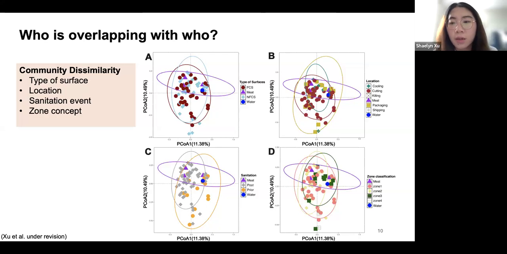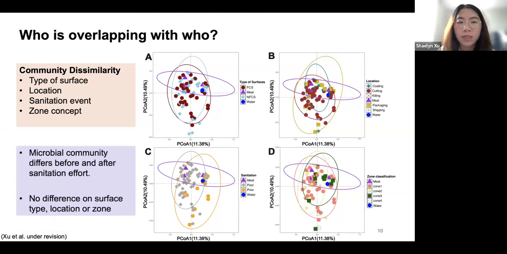We also ran the analysis based on location, because the sponge samples were collected from the cooler rooms, cutting floor, peeling floor, as well as the packaging area. We also compared the communities before and after sanitation, as well as using the zone concept to review if there is any difference. Overall, what we found is that the microbial community only differs before and after sanitation in panel C. There was no difference in the microbial communities across surface types, zones, or locations.